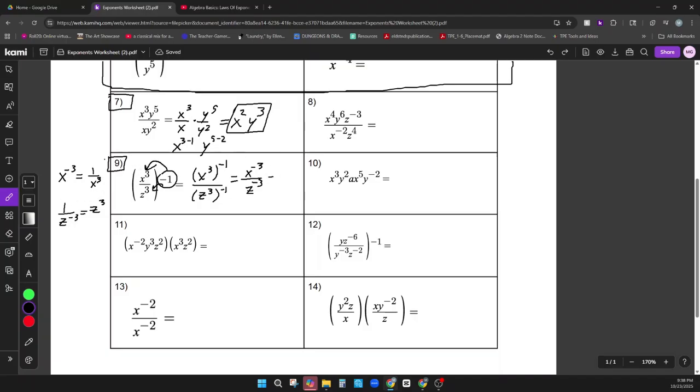Okay? So with those two pieces in mind, this is going to become z to the third power over x to the third power. And this is our final answer. There's no more cancellation to be done. There's no more extra powers. We have two bases that cannot be simplified further. And this is our answer for number 9.